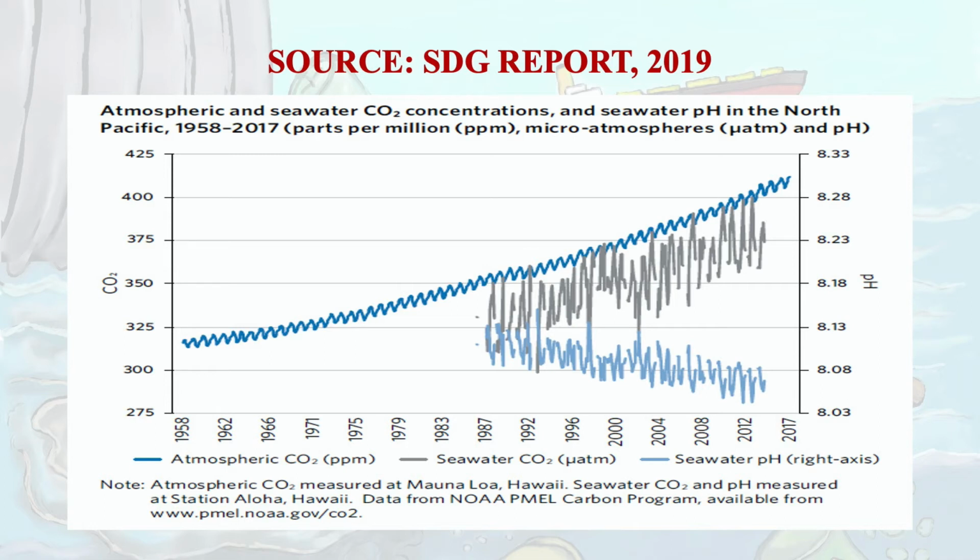In the same way, you will find that seawater carbon dioxide, in microatmospheres, is also fluctuating, but the fluctuation is increasing. At the same time, seawater pH is decreasing, right? In 1987 it was around 8.13. Now it is below 8.08, meaning it is between 8.08 and 8.03, right?